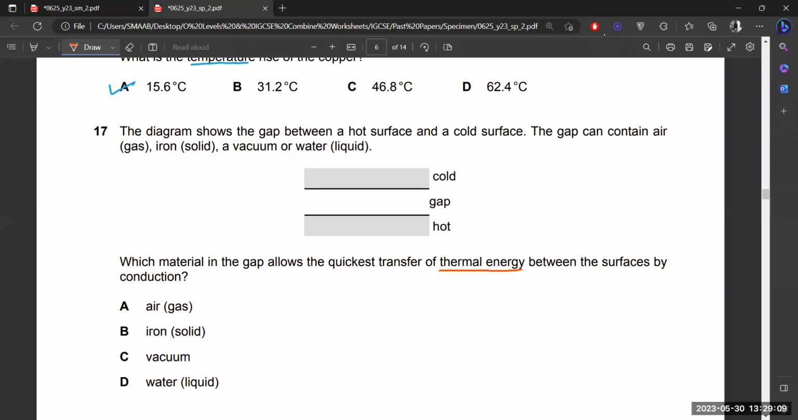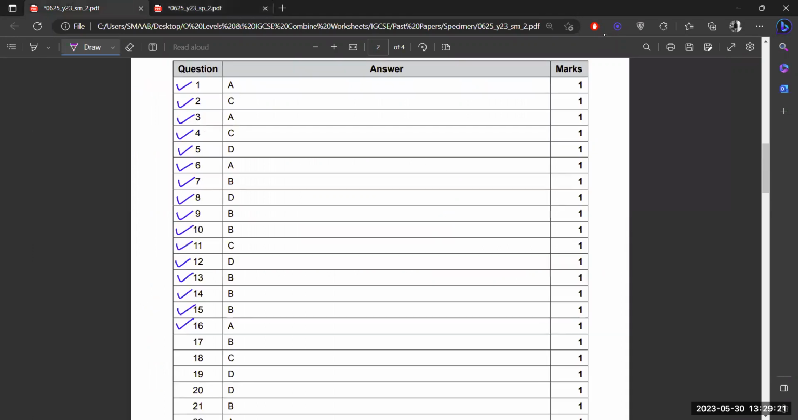So that is simple, iron, because in iron, or in a solid, molecules are tightly packed, and if we provide thermal energy, the vibration will increase, and they will quickly pass on thermal energy. So that is simple. Option B. Yes, option B.